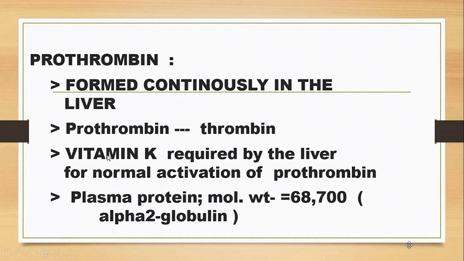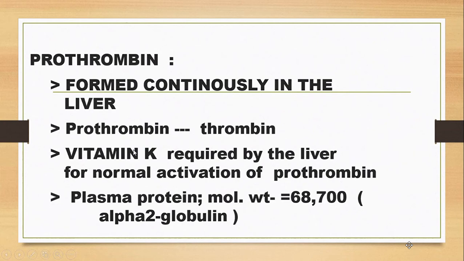So where does vitamin K come from? Okay, vitamin K, we get this from the gut, from the intestine. Our intestinal bacteria, for example E. coli, produce vitamin K. And we also get an exogenous source of vitamin K.